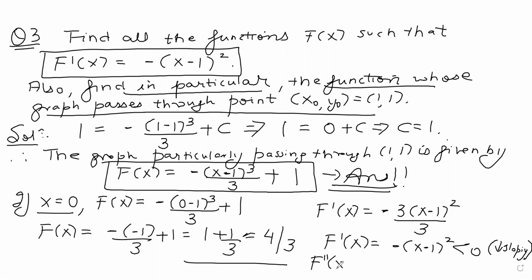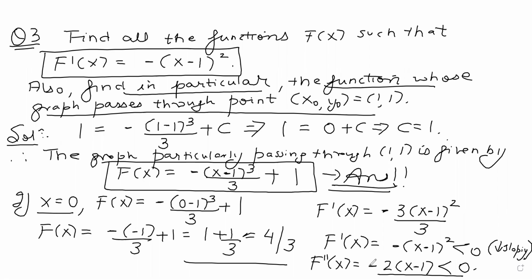For concavity and convexity, find the double derivative. That is minus 2 times (x minus 1). You can clearly see that if you work out the double derivative, it is coming out as negative if your x is positive. So in the positive quadrant, your double derivative is coming out as negative.